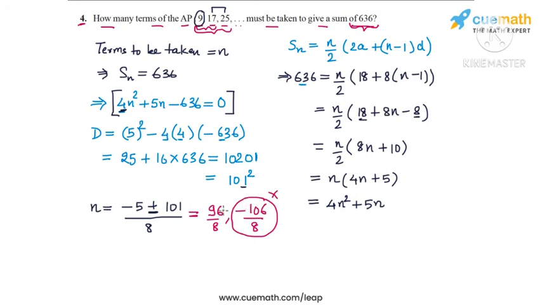What we need is n to be a positive integer, which is what we get from this first root, 96 by 8, so this is equal to 12. So the only valid value for n is 12, and this means that 12 terms must be taken for the sum to be equal to 636. So the answer to this question is that 12 terms should be taken.